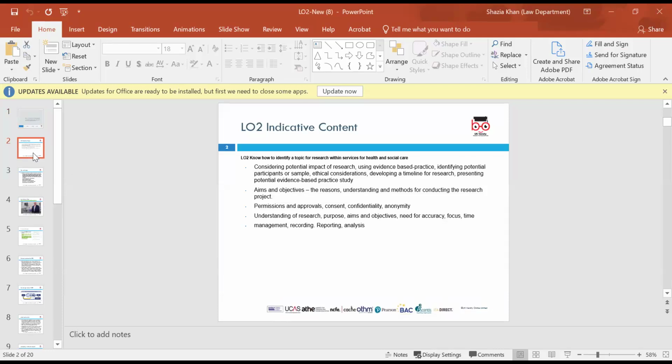So for learning outcome 2, the indicative content that you'll be looking at is considering the potential impact of research using evidence-based practice, identifying potential participants or samples, ethical considerations, why aims and objectives are so important, which we'll look at today as well, permissions and approvals, consent, confidentiality, anonymity, and understanding research, the purpose, aims, and objectives. Time management is really important. When you do some sort of research, you need to make sure that you put in the right things, and that you're identifying through the research what your main aim and objective is.